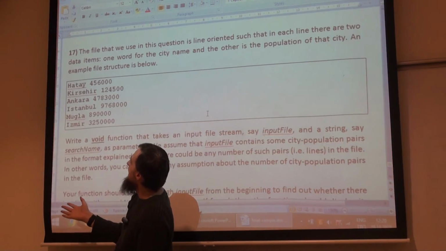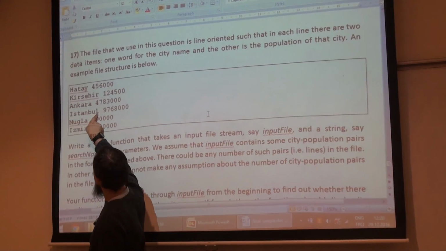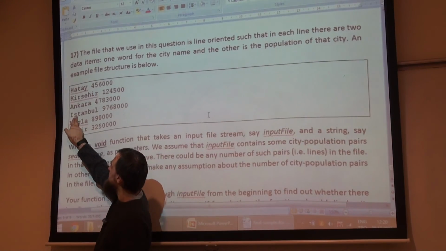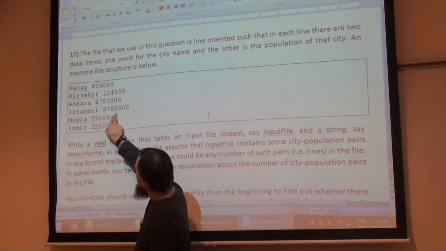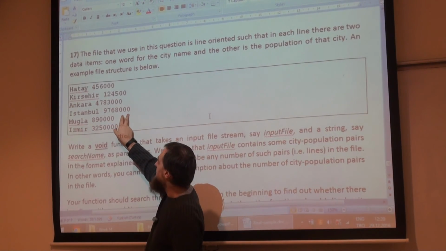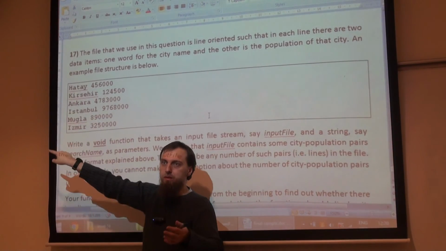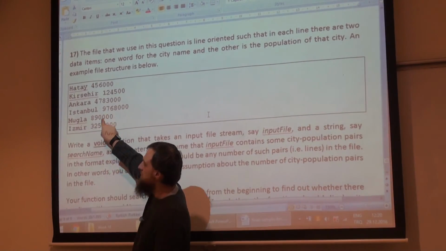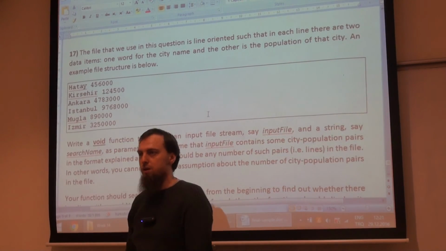For instance, if I'm asking for Istanbul, I should check, okay, Istanbul, Istanbul, okay, I found Istanbul. Then I know that the first word of the line is the name of the city. I have an empty space. The second one is the population of that. So I should output that the number of inhabitants in Istanbul is approximately 10 millions. I think this is an outdated one. It's like 20 millions, okay?